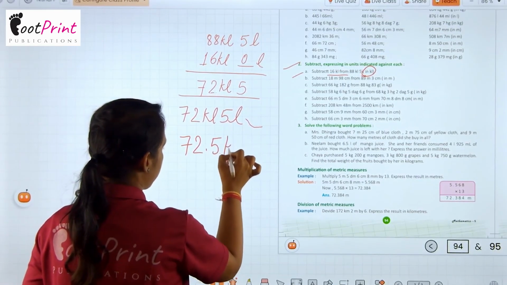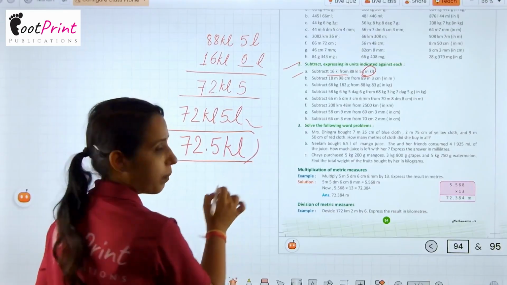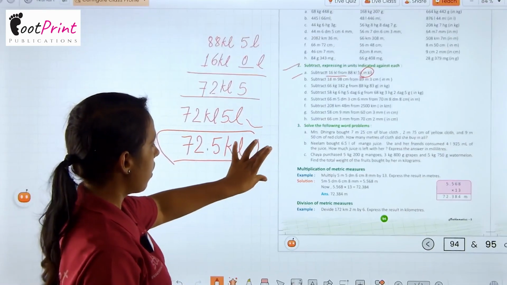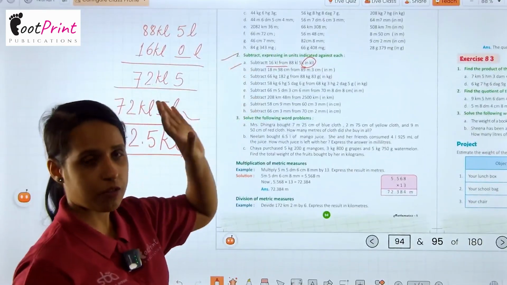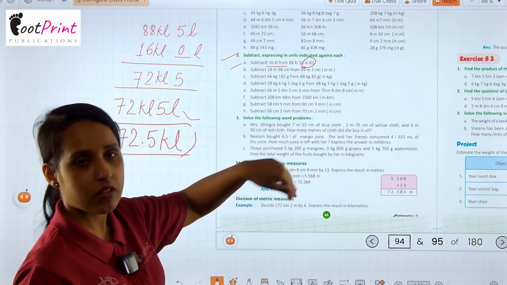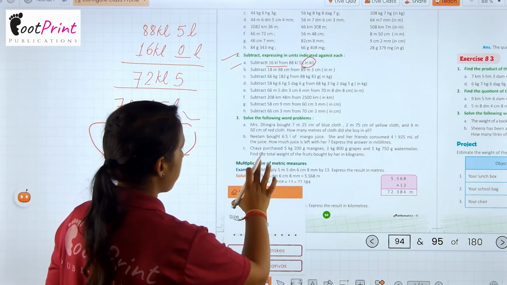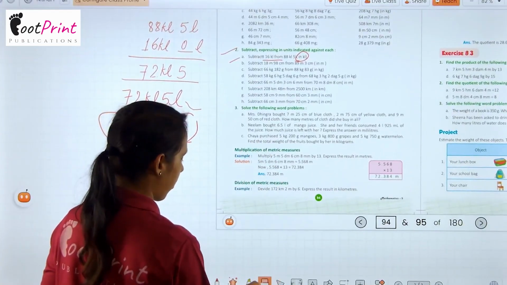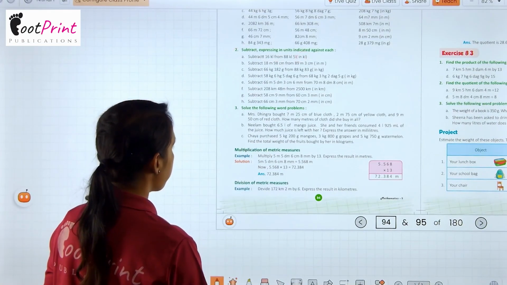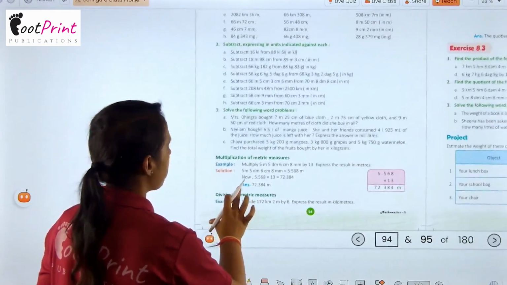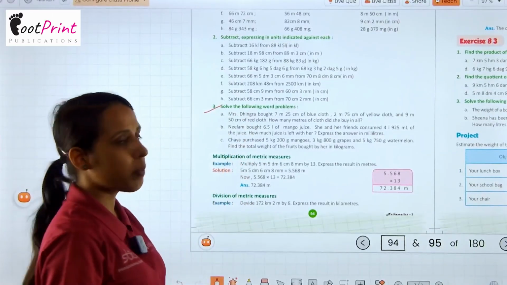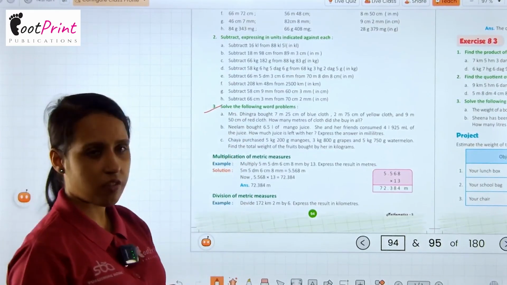72.5 kiloliter. Okay, this is our answer. So 1 I have solved for you and the rest of the parts you will solve by yourself. Next we have question number 3. These are word problems given here. Okay, so let's go one by one. So question number 3, solve the following word problems.